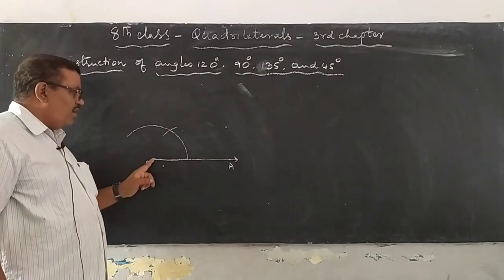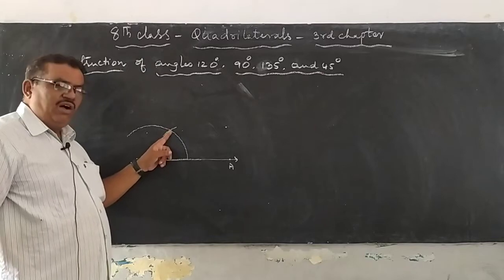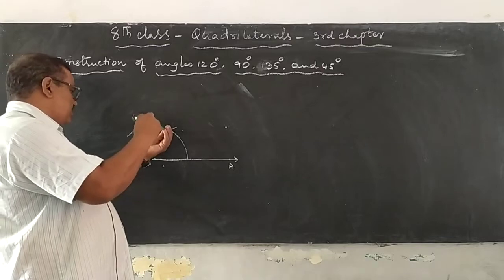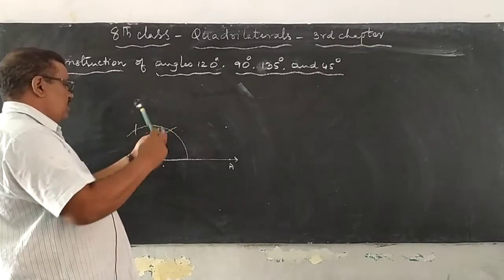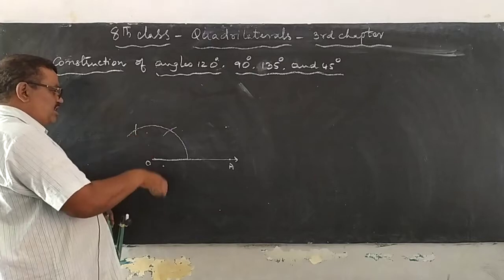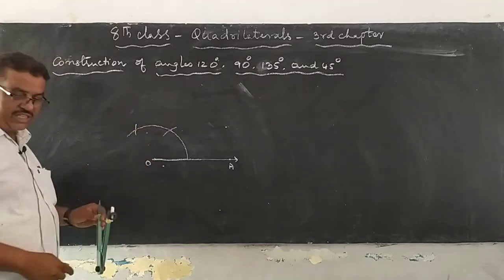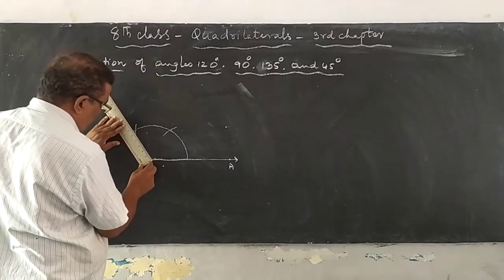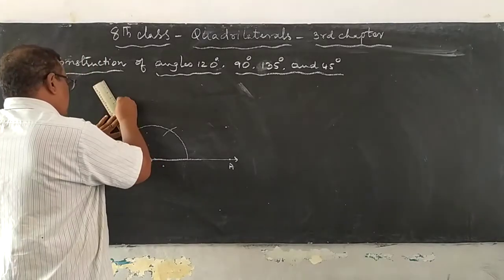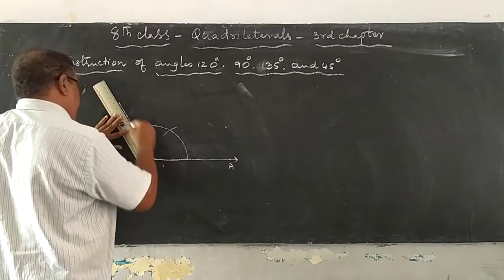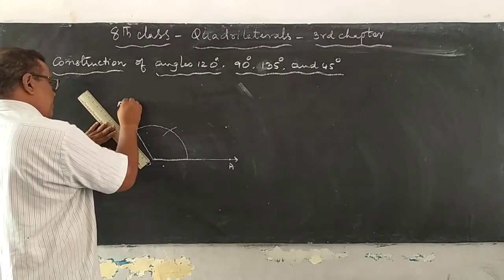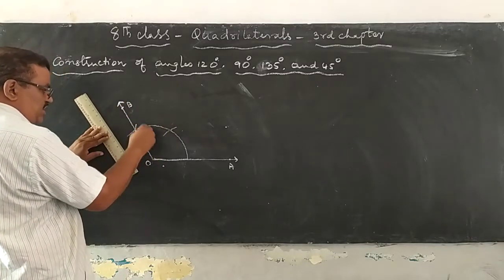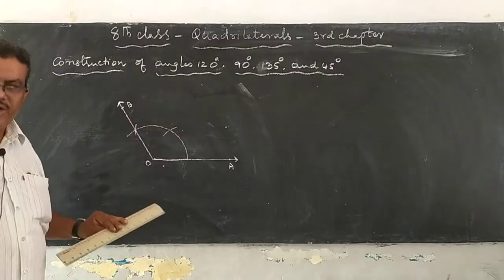This is the angle we already constructed in the last class. This is the angle of 60 degrees. From here onwards, again we have to draw one more arc. This is 60, this one is 60. Now this point and this point are joined with a scale. This is ray OB. So up to here 60 degrees, from here to here also 60 degrees. Total it is 120 degrees, children.